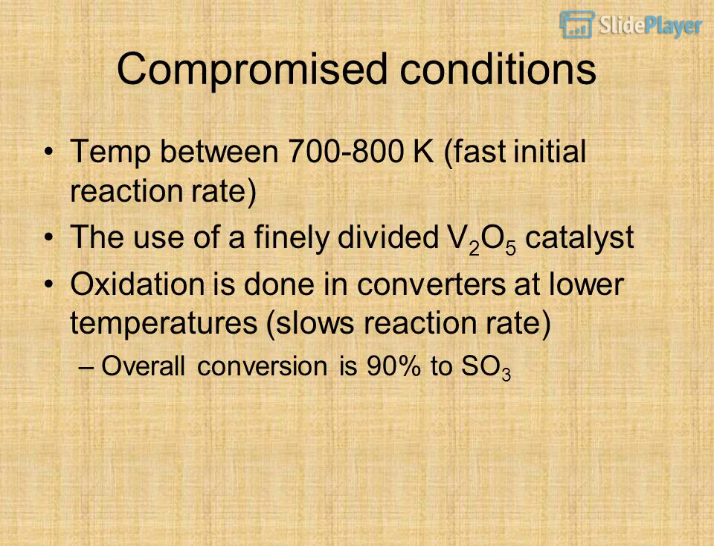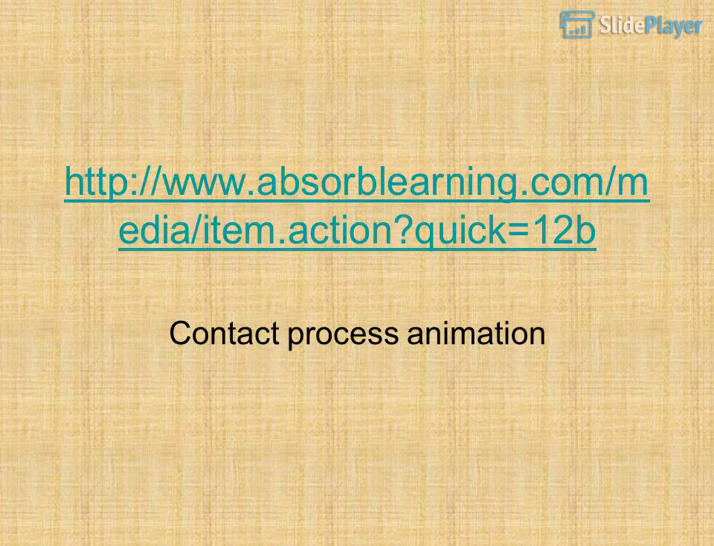Compromise conditions: temperature between 700 to 800 K for a fast initial reaction rate, and the use of a finely divided V2O5 catalyst. Oxidation is done in converters at lower temperatures, which slows the reaction rate. Overall conversion is 90% to SO3. Contact process animation.